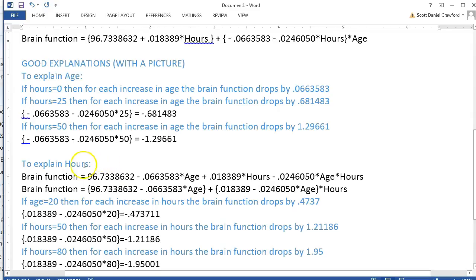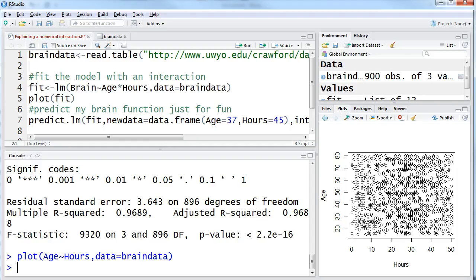For hours, I would solve this equation for hours. Here's the pieces of that equation that don't include hours, and so they're really not of interest when I'm explaining the effect of hours. There's the slope of hours, which does have age in it. So I'm going to start by setting my age. I've used 20, 50, and 80. How did I get that? Well, I just looked at age and hours. Age goes 20 to 80. Hours went 0 to 50.